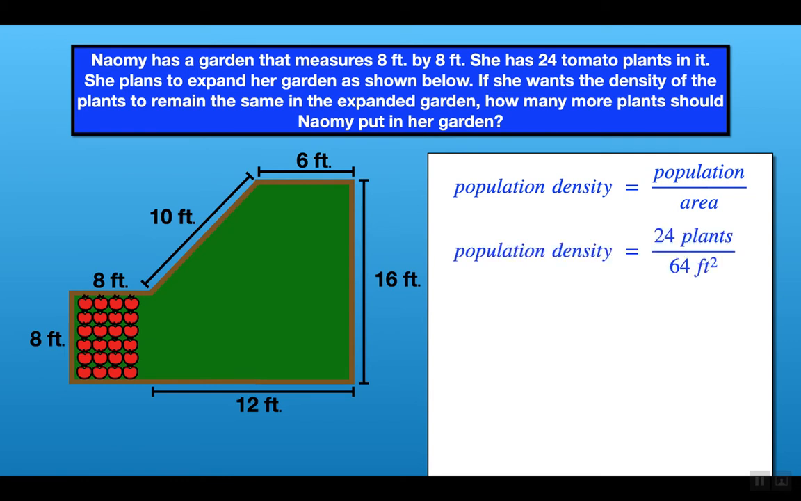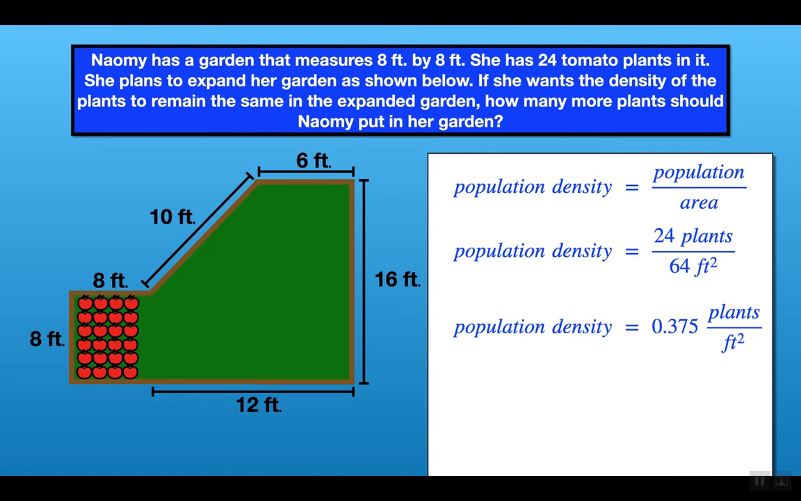We know that there are 24 tomato plants in a rectangular area that measures 8 feet by 8 feet. As you should know by now, to get the area of a rectangle, you multiply the base times the height, or the length times the width, however you want to think about it. Basically, you multiply 8 times 8, and that gives us our area, which is 64. The reason we're doing this is because we need to know the population density in that section so that we can match it in the bigger section. When we divide 24 by 64, that gives us our population density, which is 0.375 tomato plants per square foot.